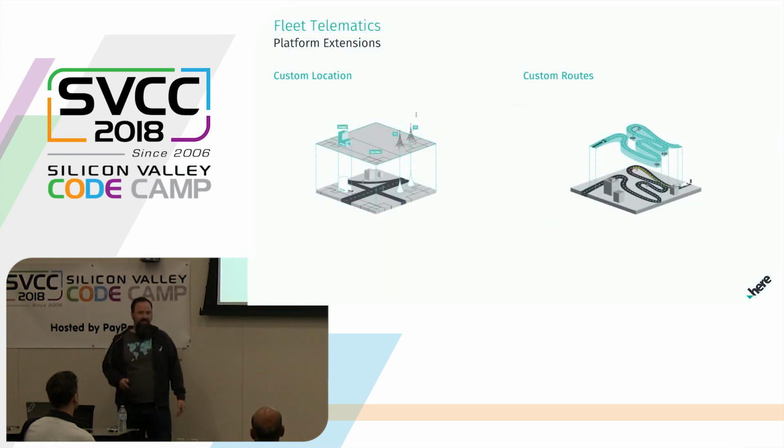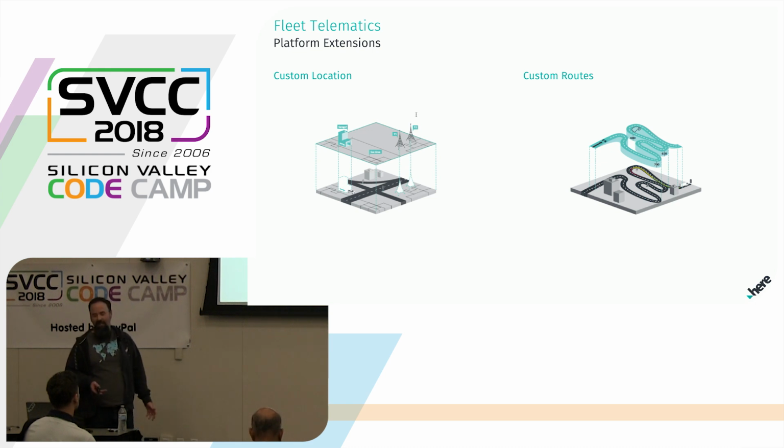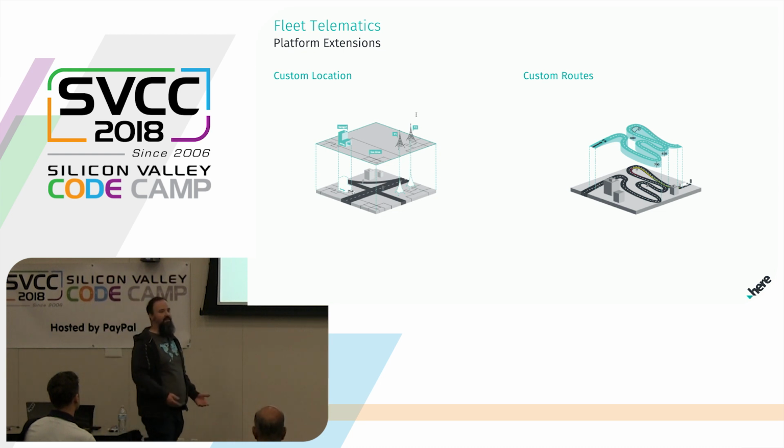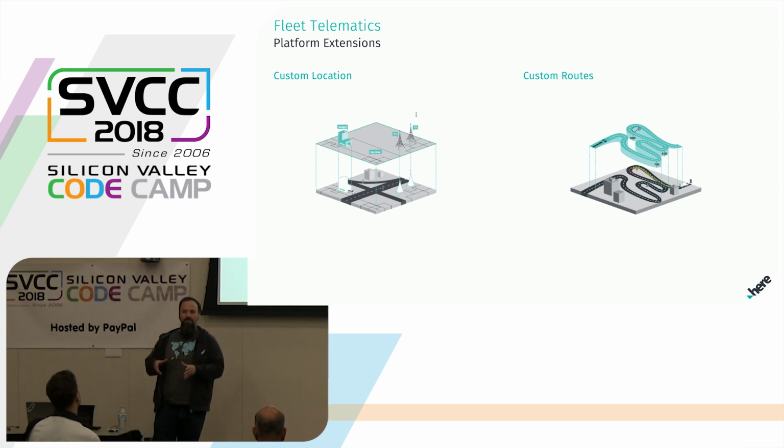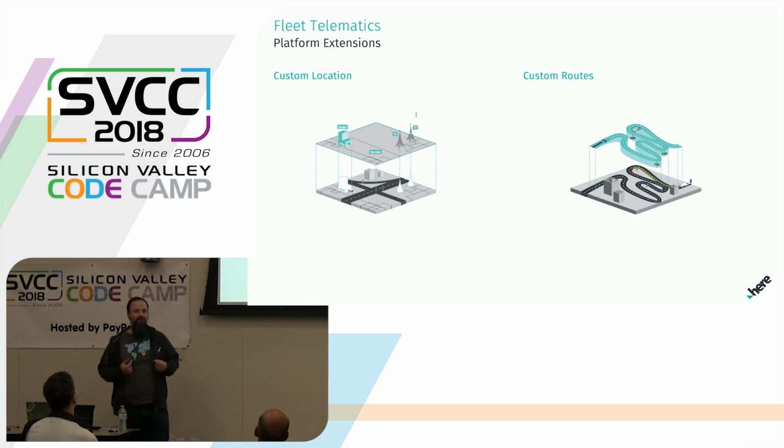F. So this gets a little bit more complex in terms of some of the services that are available in fleet telematics. And so this is also referred to sometimes as platform extension. So this is about really bringing in your own data. So yes, you want a representation of the world, where places are, how to work with it, but now you also might have custom locations.